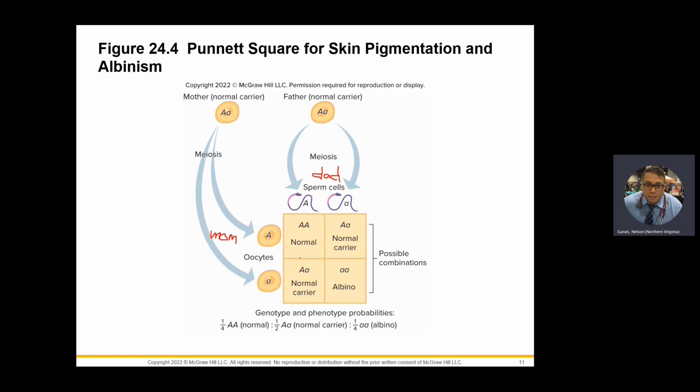So if we look at these combinations, this A goes here, because it's capital A. This capital A from dad goes here. So it forms in this box, capital A, capital A. This capital A, dad, of course, goes down here because that matches up to this lane. And the lowercase a goes here. And you do that for all 4 boxes.